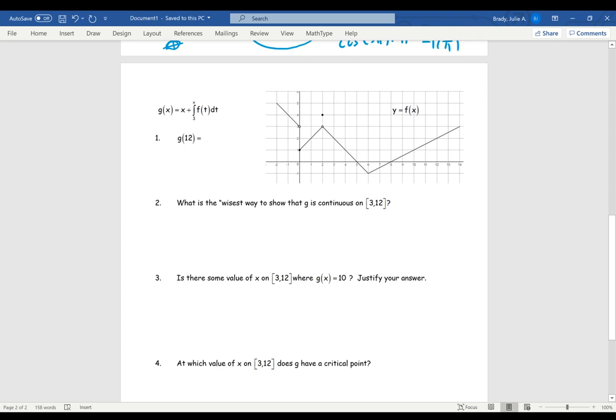Okay, so let's use the same graph. For you guys, make sure you look at the first page. I don't know why the graph didn't print right on the second page. So when we get g of 12, we need to get 12 plus the integral from 3 to 12 of f of t dt. So we have a graph. We're integrating from here to 12, and we're going forward.